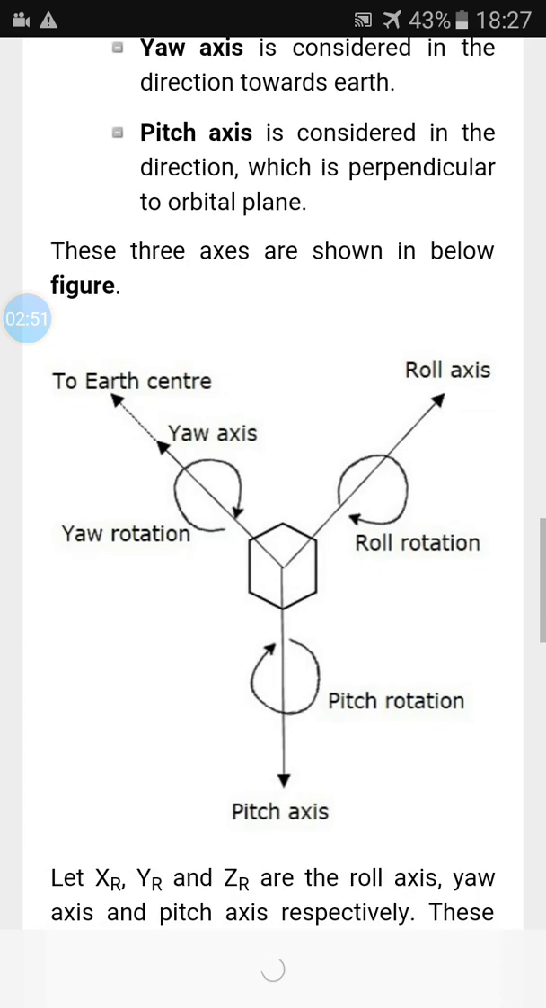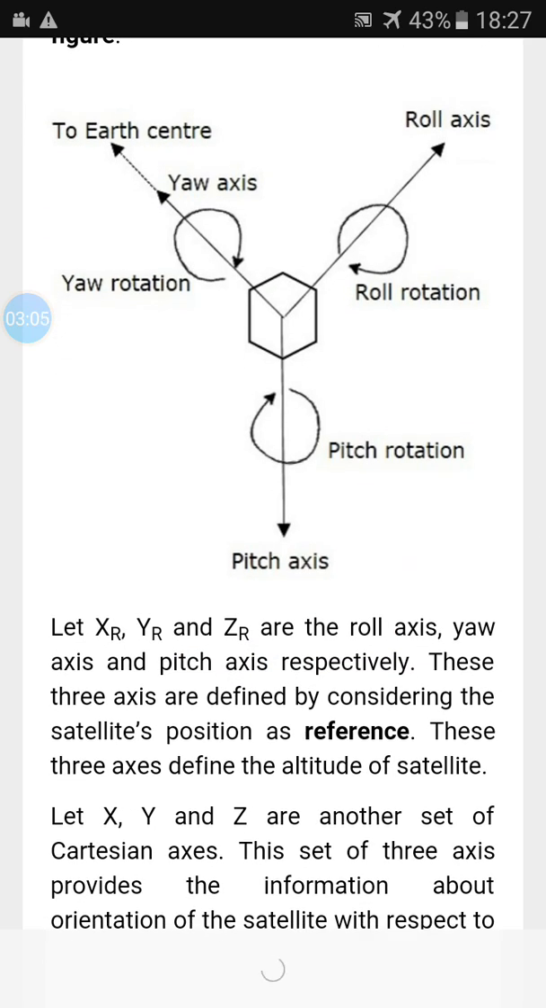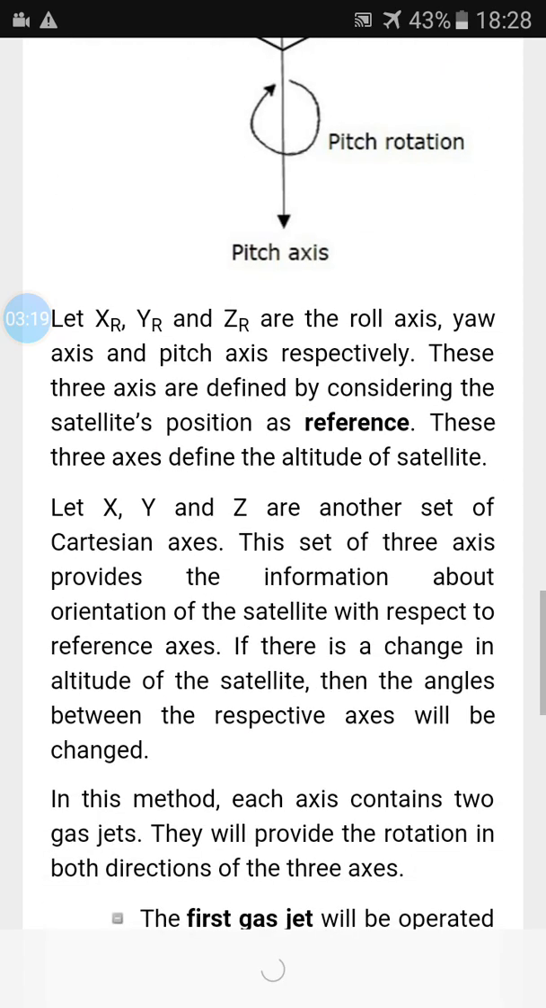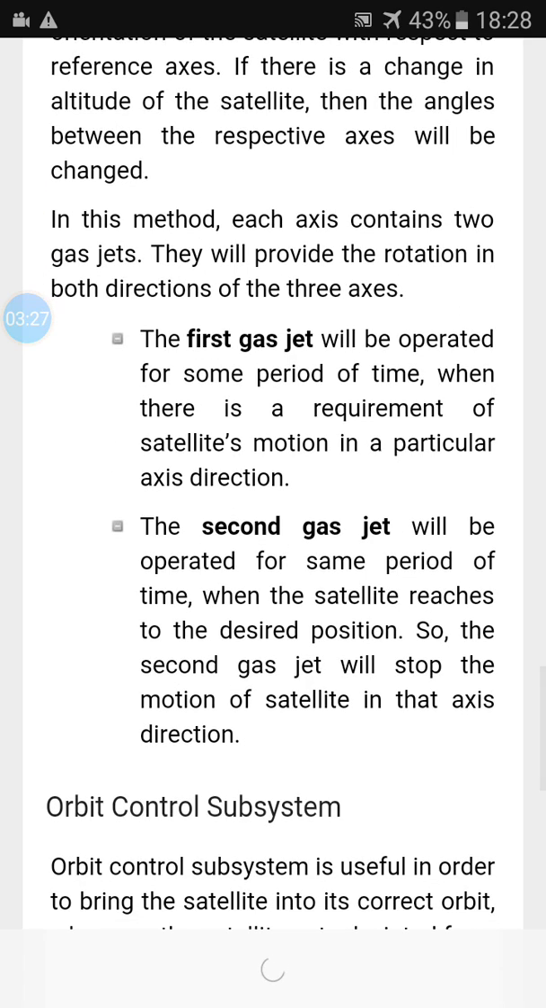Now, we have a figure where we have the earth center, the roll axis, yaw rotation and pitch rotation. Now, X_R, Y_R, Z_R are the yaw, roll and pitch axes respectively. The 3 axes are defined by a reference point. X, Y, Z are Cartesian axes. Now, in this method, the first gas jet will be operated for a period of time and the second will be operated for the same period of time.